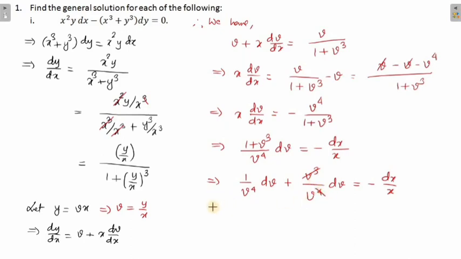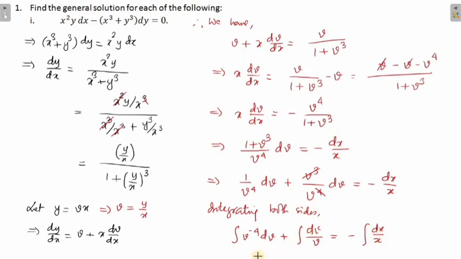So integrating both sides, this becomes integral v to the power minus 4 dv plus integral dv by v is equal to minus integral dx by x. So that's what we get. I don't have space here, so you may pause the video and note down your solution till here.